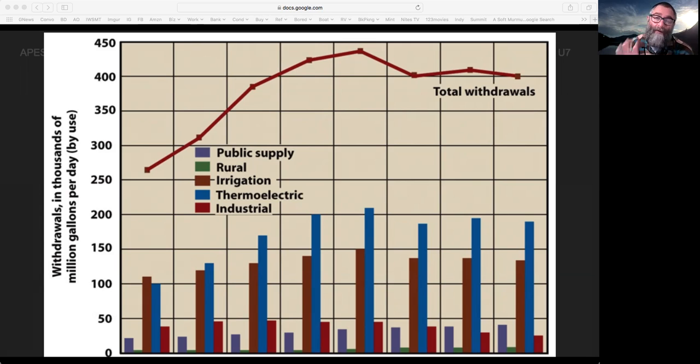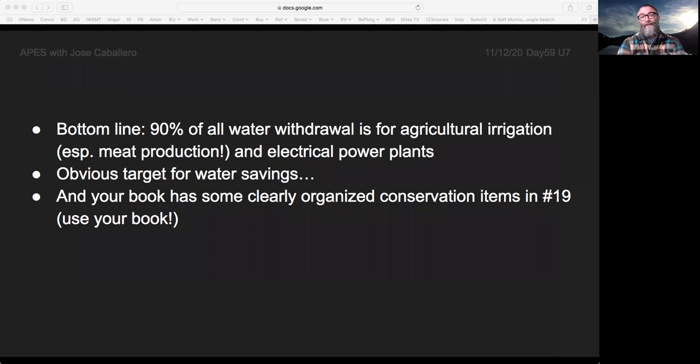The brown for agricultural irrigation and the blue for cooling down power plants adds up to about 90% of America's water usage. About 90% of our national withdrawal of water is to grow our food, and think about all of the food we grow to make our meat calories. Then think about our electricity and electrical power plants. So these are some obvious targets for water savings.